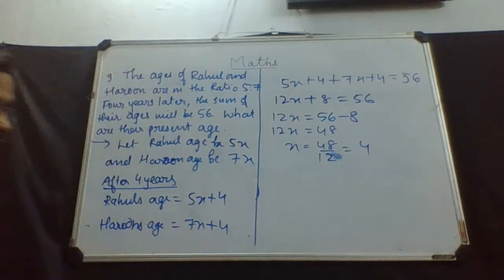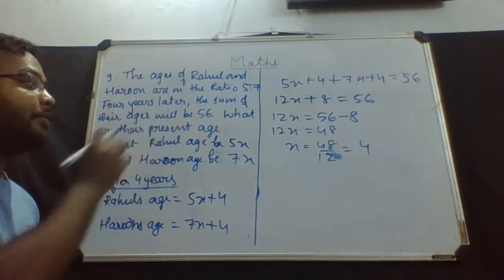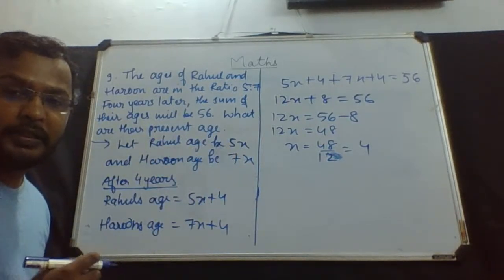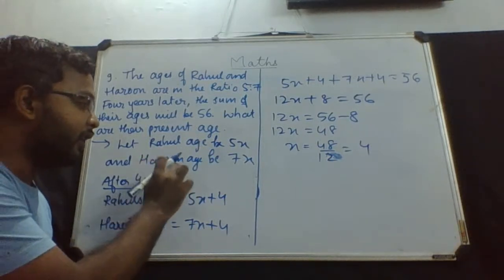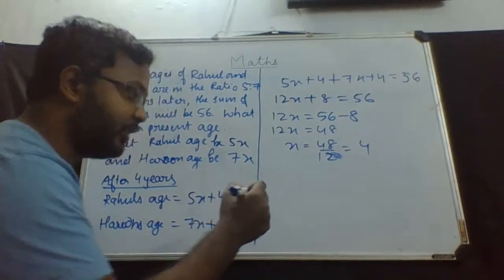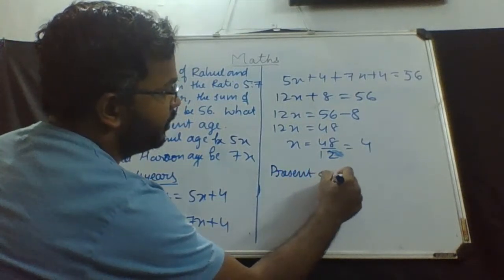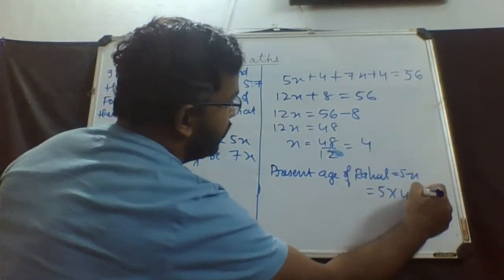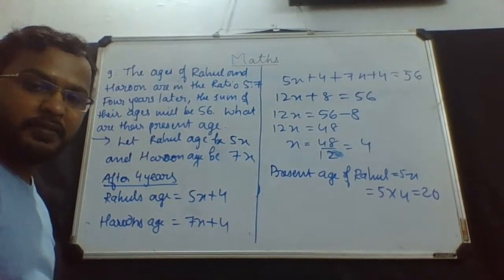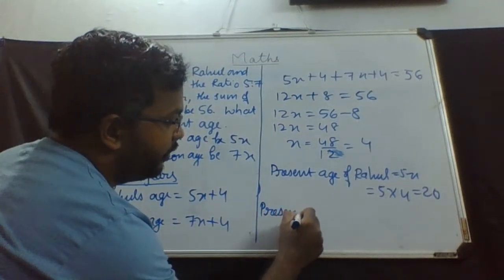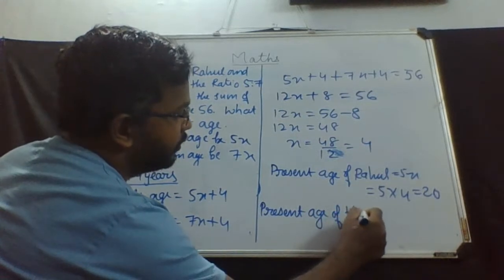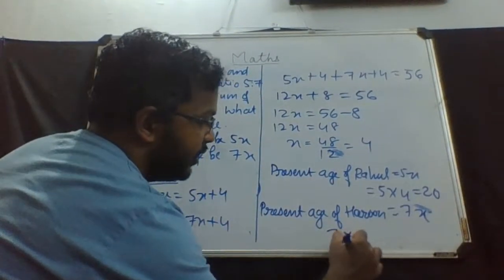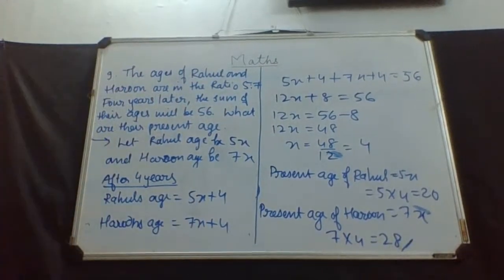Now we should not stop at finding the value of x. What they are asking you to find is the present age of Rahul and the present age of Arun. We have taken the present age of Rahul as 5x, and same way the present age of Arun as 7x. So find the present age. Present age of Rahul, we took it as 5x, that is 5 into 4, 20. So 20 is the present age of Rahul, and the present age of Arun will be 7x. You will get 7 into 4, 28. So these are their present ages.